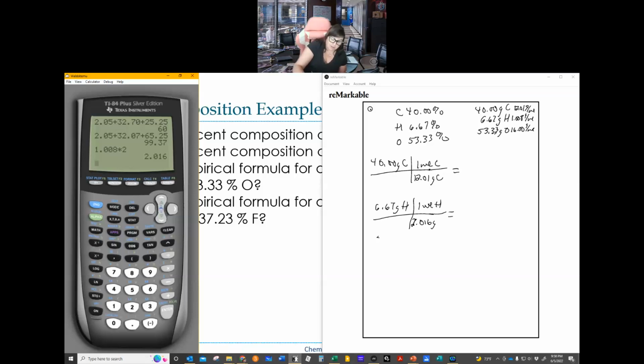And 53.33 grams of oxygen. 1 mole of oxygen is 16 grams. So I should be able to calculate all of those.